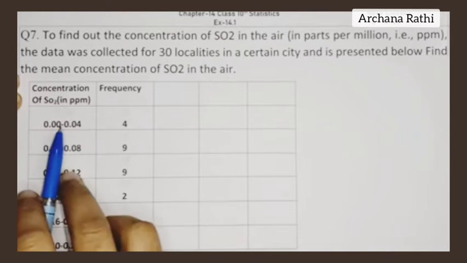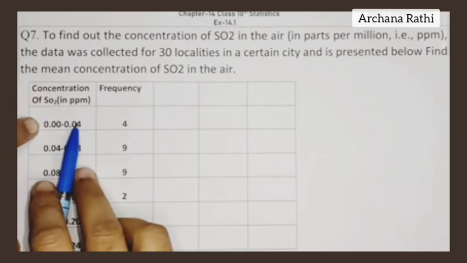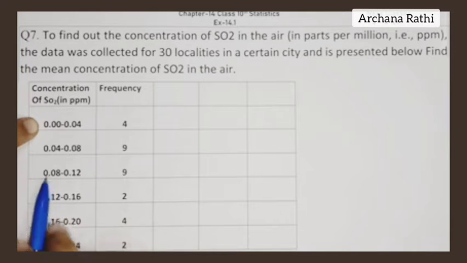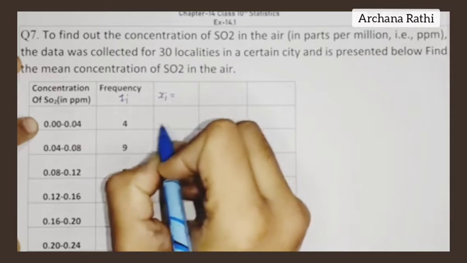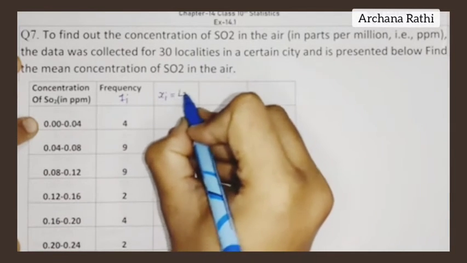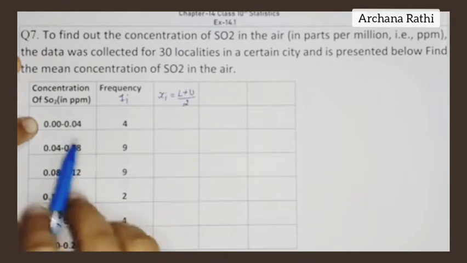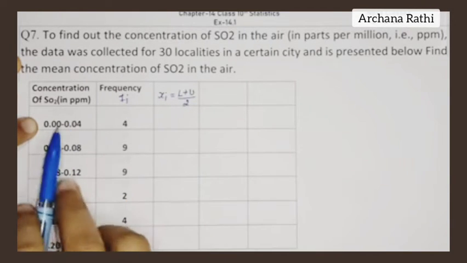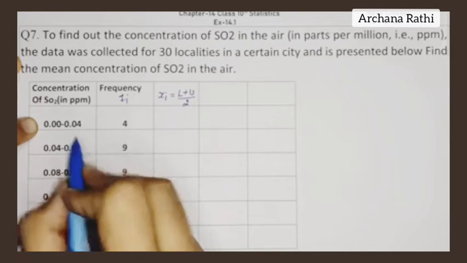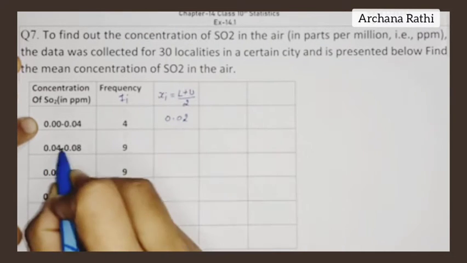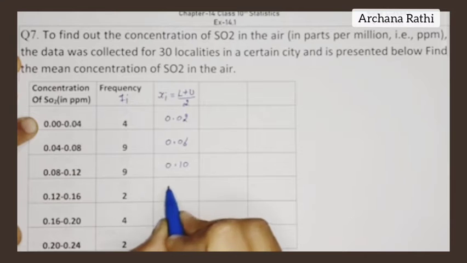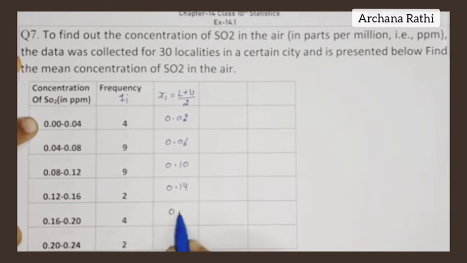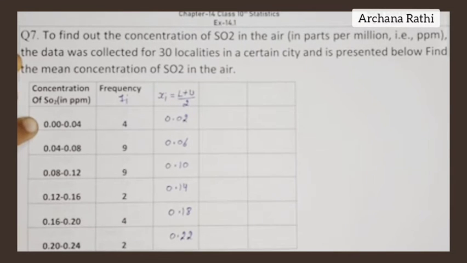First of all, we will find the mid values of each class, that is 0.00 to 0.04. These classes are continuous, so directly we can find the fi and xi. xi is upper limit plus lower limit upon 2. Now 0.004 plus 0.00 is equal to 0.004 upon 2, so it will be 0.002. The mid value of 0.04 to 0.08 is 0.06, and so on. You can find the mid values for each class, that is 0.018, 0.022. Now these are the mid values.